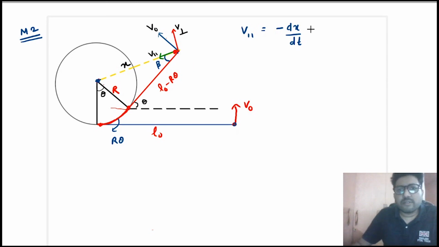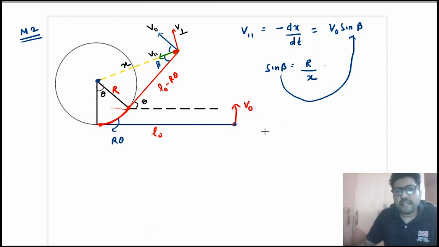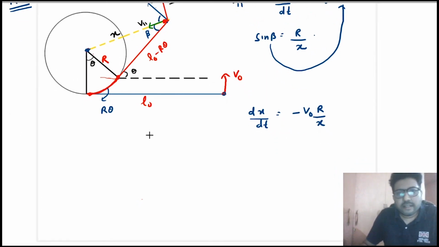Okay, and you can also write v parallel, because this v0 is constant and this angle is beta, so you will say this angle is 90 minus beta. So you will say v parallel is equal to v0 sine beta. Now in this triangle you will say that sine beta is equal to r by x. Now you will put the value of sine beta here. You will get dx by dt is equal to minus v0 r by x. So from this you will get x dx is equal to minus v0 r dt.